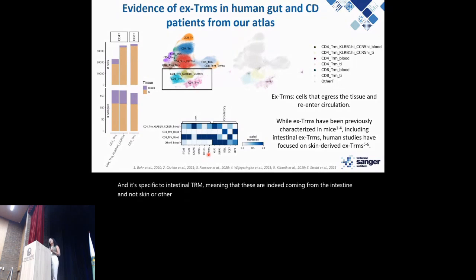Given the large scale of our data set, our atlas is able to provide the first evidence of circulating XTRMs in human gut and Crohn's disease patients.